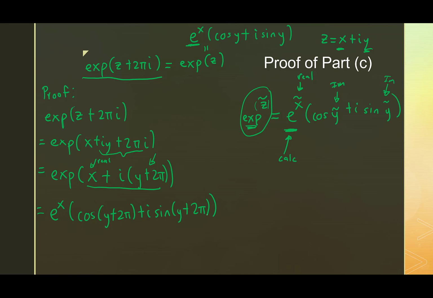Now again, keep in mind, what do we want? If we look up here at the top middle, we don't want cosine of y plus 2 pi, we want cosine of y, and we don't want sine of y plus 2 pi, we want sine of y. Well, luckily, if you remember your trig, cosine and sine are periodic functions, right? And what's the period of sine and cosine? It's exactly 2 pi. So what that means is we can rewrite this as e to the x times cosine of y, we can get rid of the 2 pi because we'll get the same output, plus i sine of y, which is exactly what we wanted to show. Check. So now our complex exponential functions are periodic. And it's coming from the fact that we're defining them with these trig functions.